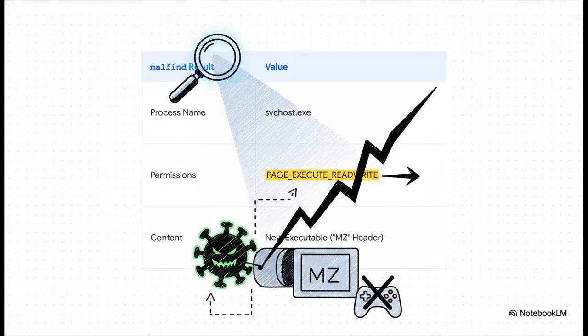And boom! Here it is. This is the smoking gun. Using a tool inside Volatility called Malfind, an analyst scans the memory. It finds the process, svchost.exe. It flags a section of its memory that has those super suspicious write and execute permissions. And what's hiding inside? The letters MZ. That's the telltale signature of a brand new program. They found it. They found the malicious code hiding inside the shell. The disguise is completely broken.